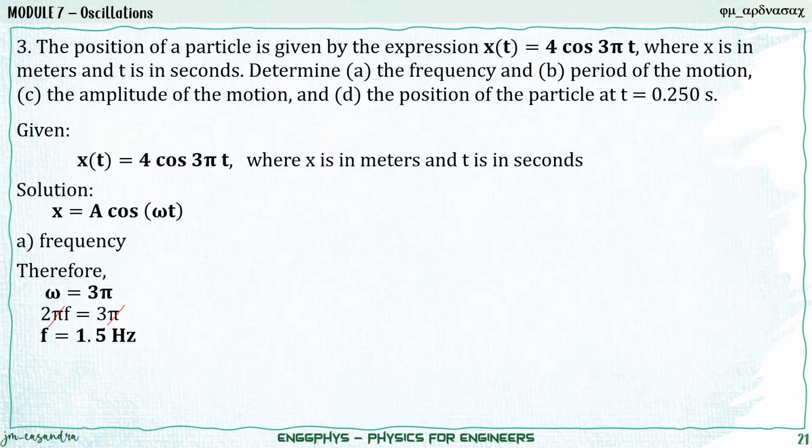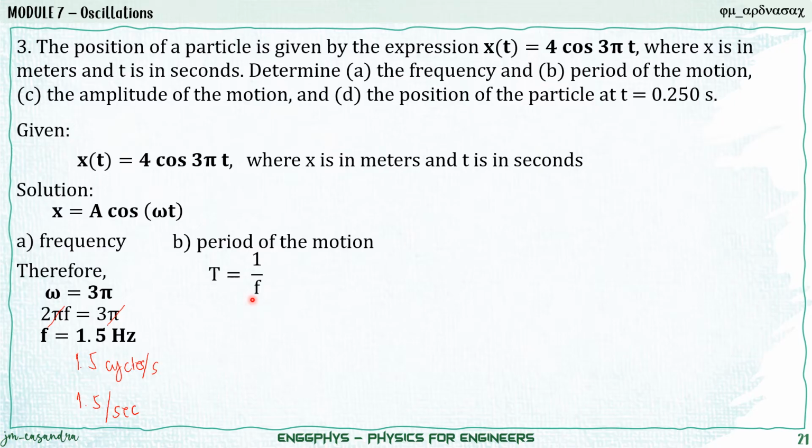hertz. So hertz is the same as 1.5 cycles per second, or that's simply 1.5 per second. Okay, so next we have the period of the motion. So as we have said, frequency and period are just reciprocals. So for the period, that would simply be 1 divided by f, or that is now T equal to 1 over 1.5 per second, or the period is equal to 0.666 seconds, or this is the same as seconds per cycle.